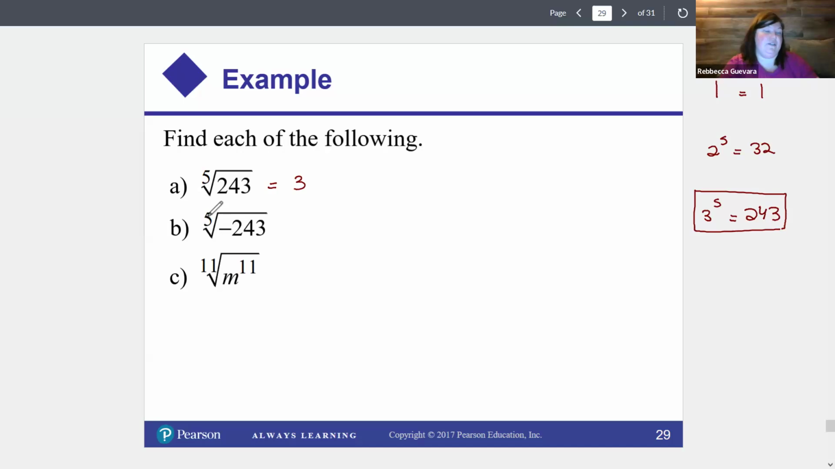Now, in the case of 5, and we're doing the root of -243, remember this is an odd root. So that means that I can get -3 back. So just like with cube roots, the cube root of 27 is going to be 3. The cube root of negative 27 is negative 3. So it's the same idea here. If I do the 11th root of m to the 11th, it just comes back m, because once again, that is an odd root.